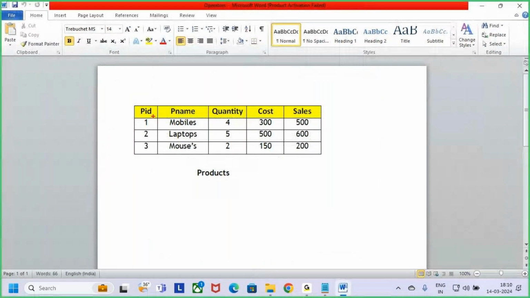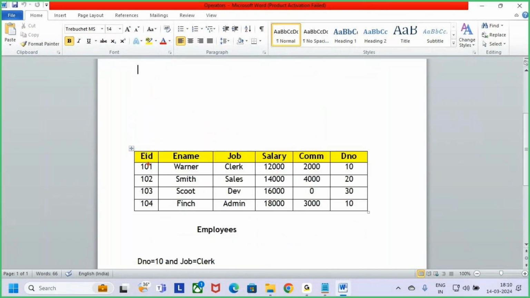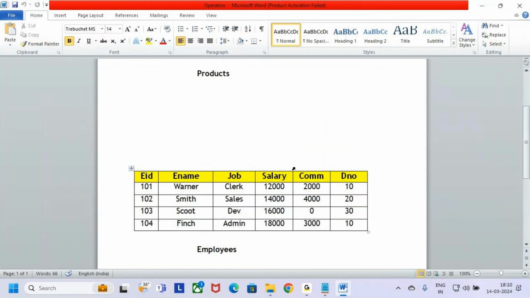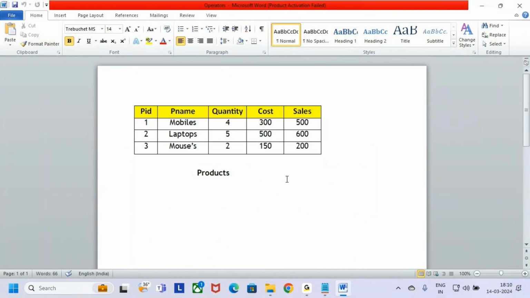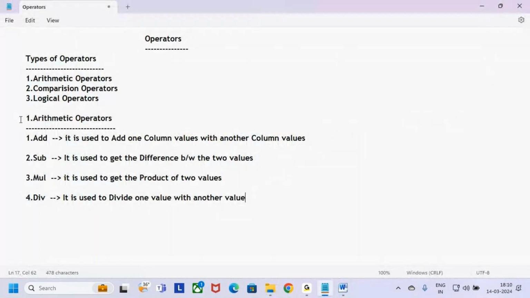So I'm having two tables here, guys. One is the products table. Next, I'm having one more table here, the employees table. Now, based on the data I'm having in these two tables, I'm going to work with these arithmetic operators.